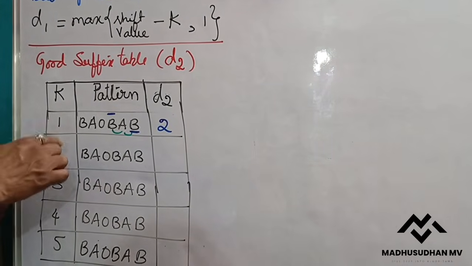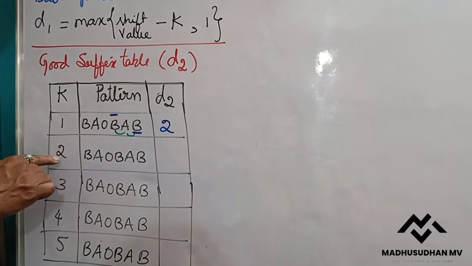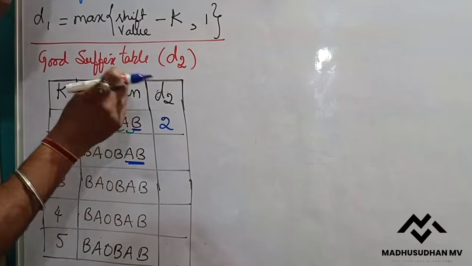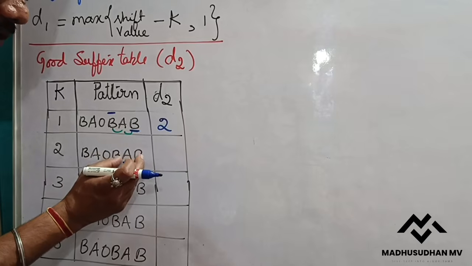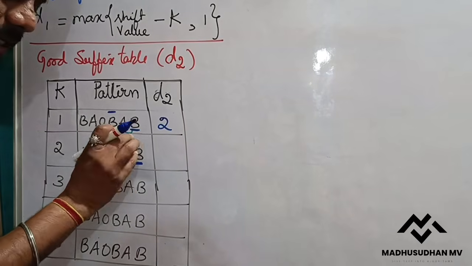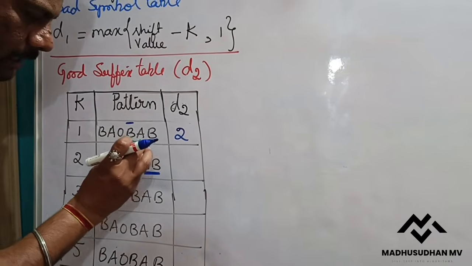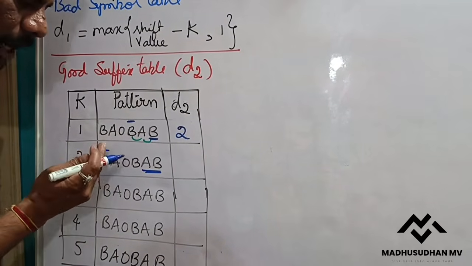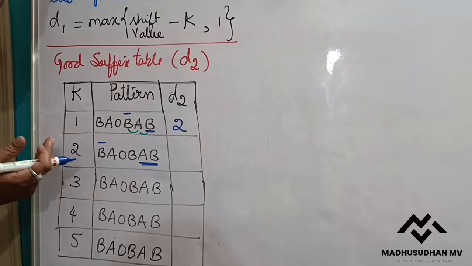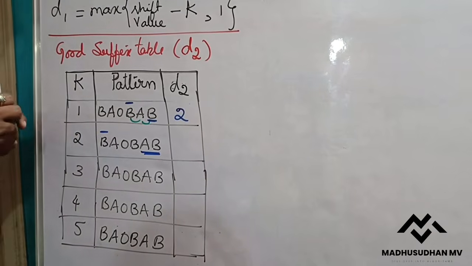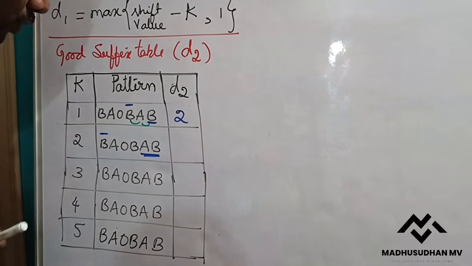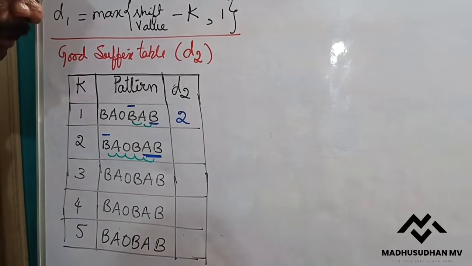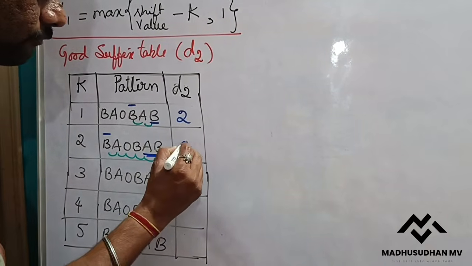Okay, next. Now check for the 2 characters. If 2 characters have been matched and then a mismatch occurs, you check for these 2 complete as they are. Okay, this suffix. AB is not there, but there is only B. I don't know, before that it may be A, maybe. Okay, B is there. Now you check what is the distance from here. So from this one, 1, 2, 3, 4, 5. So the distance is 5.